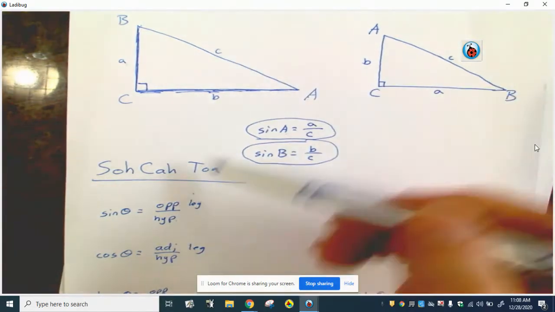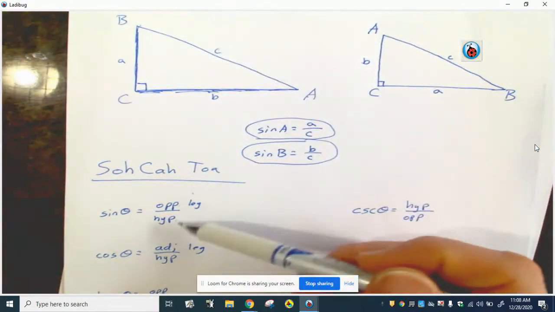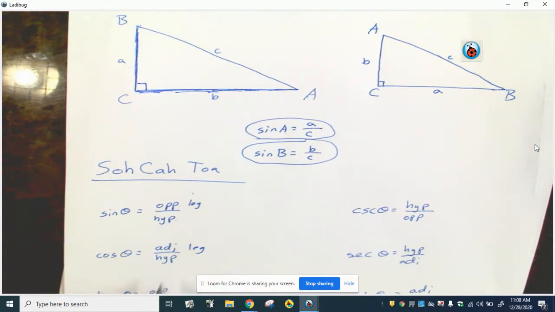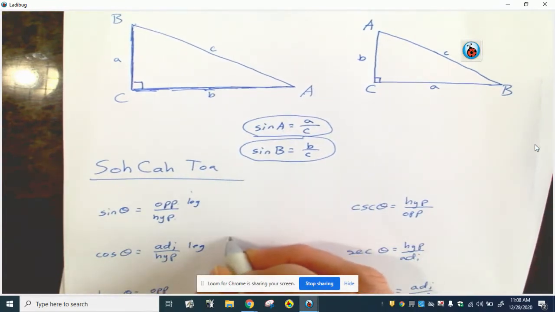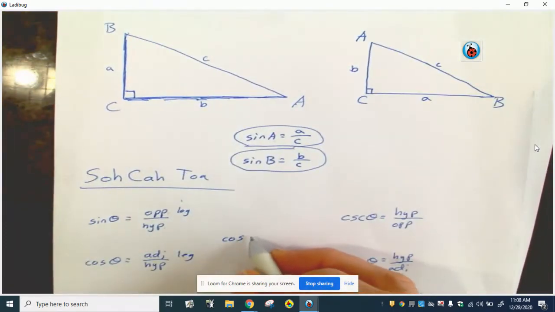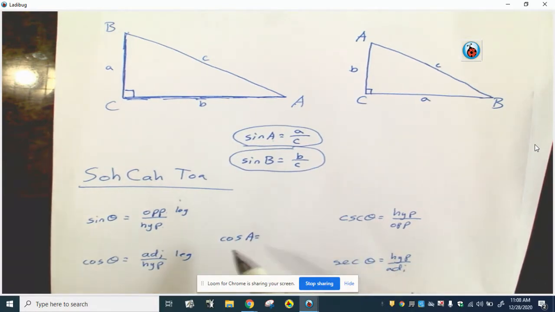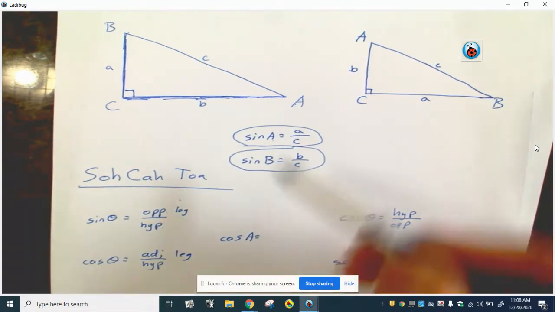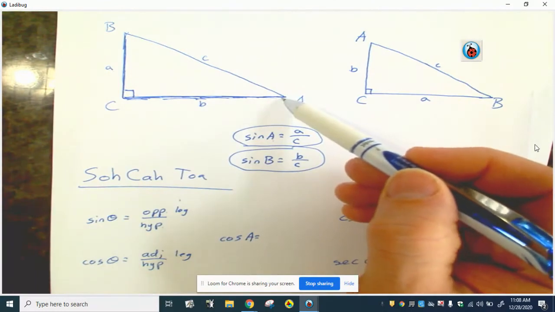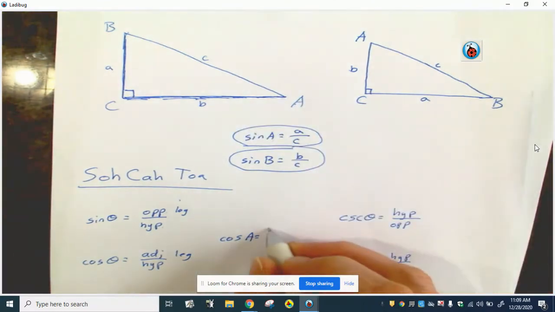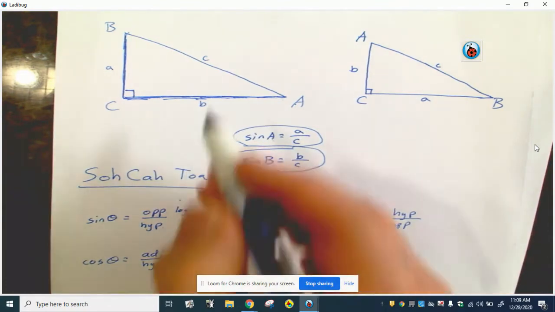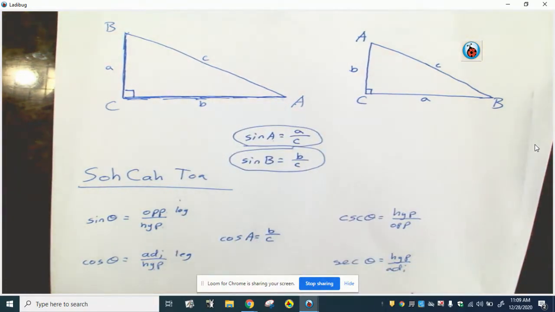So we're never going to use the hypotenuse as one of those two, okay? Adjacent just means next to. So I could write a proportion with cosine using this triangle and say cosine of, let's say, angle A. We always have to decide what angle we're talking about. Cosine of A, well, A is here. The adjacent leg to A would be side B, over the hypotenuse would be side C.